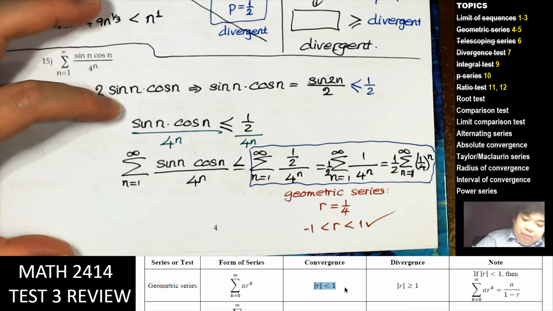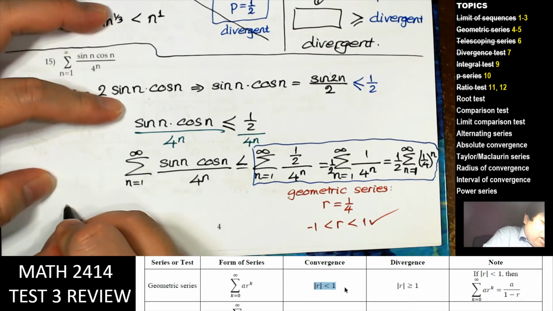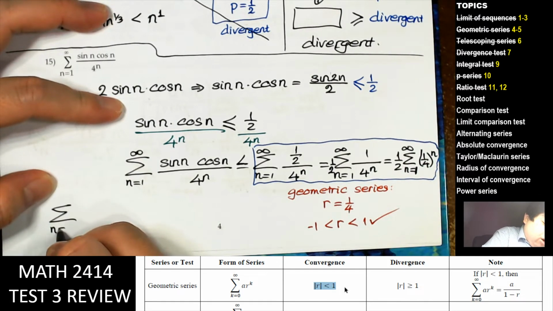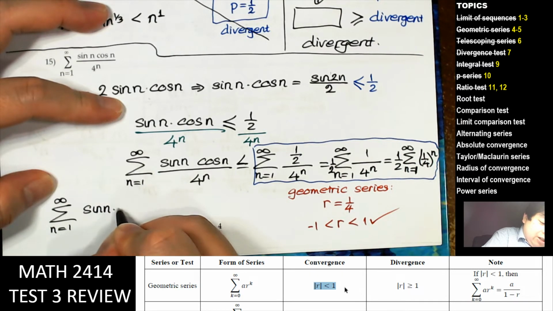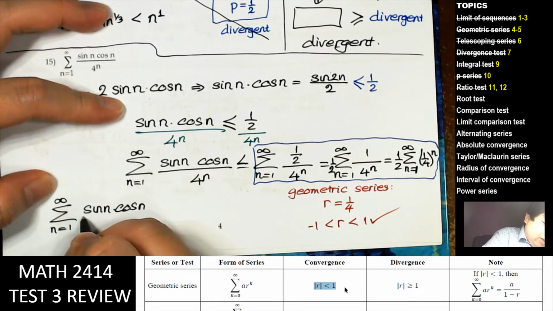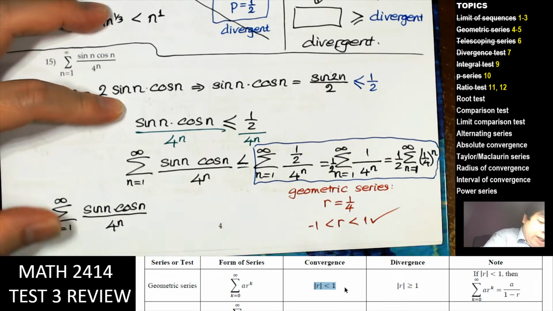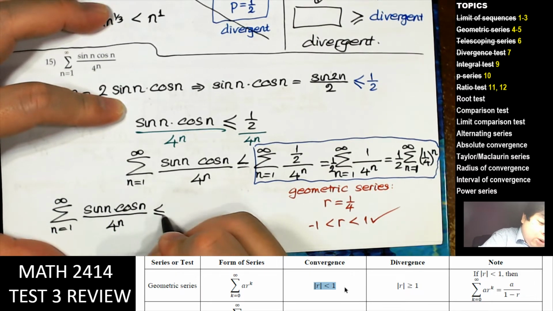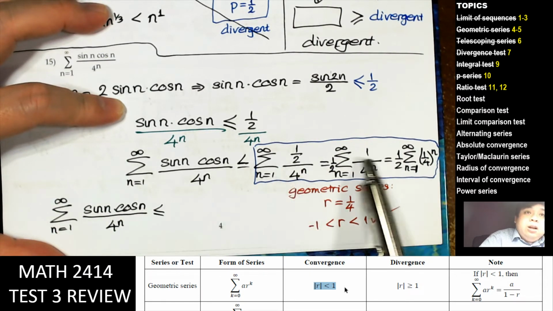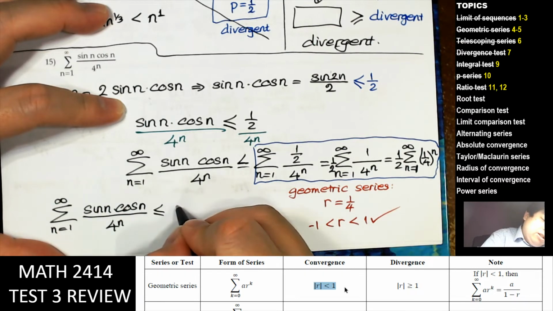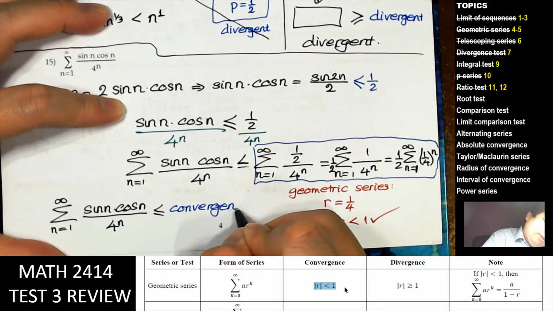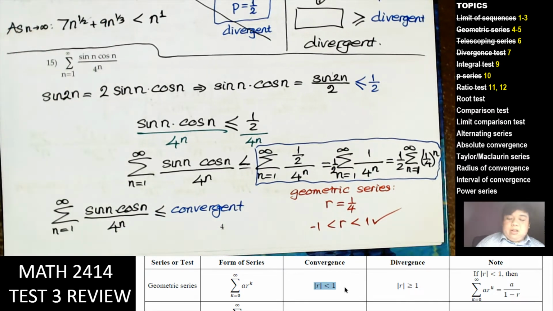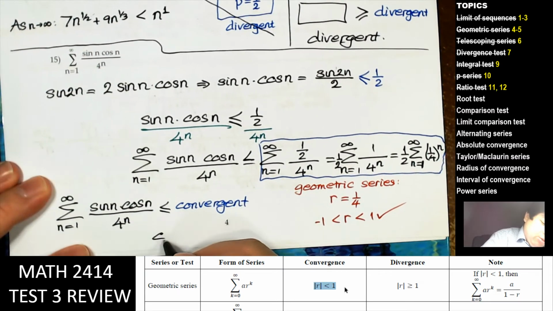So we have, let's just write this out and it will become very clear when we write out like this: sine n cosine n over 4 to the n, and this one is less than or equal to a convergent series. Then that certainly will be convergent. So this one is convergent with a little twist, right?